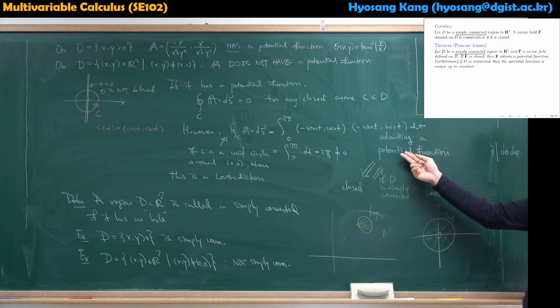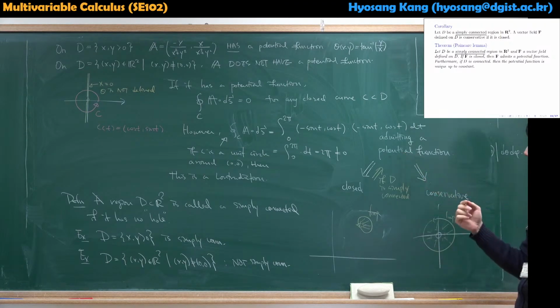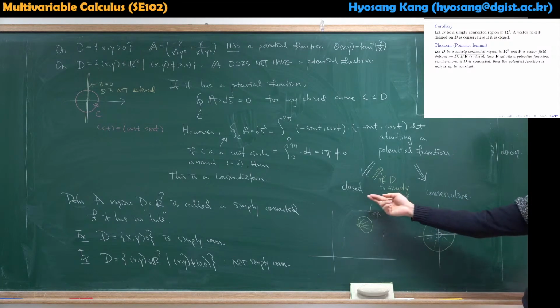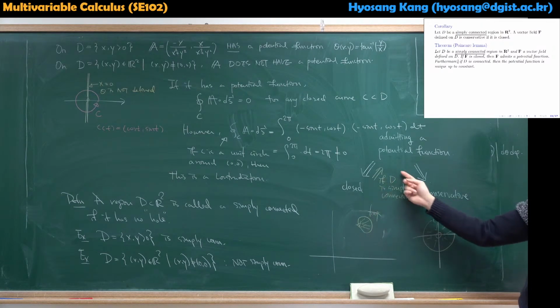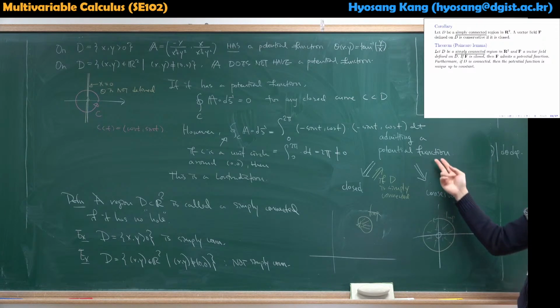Having a potential function is the strongest condition that a vector field can have. If it's closed, then in general we don't know anything about it, except that it's closed. But if you have a domain that's simply connected, then we have all these three implications.